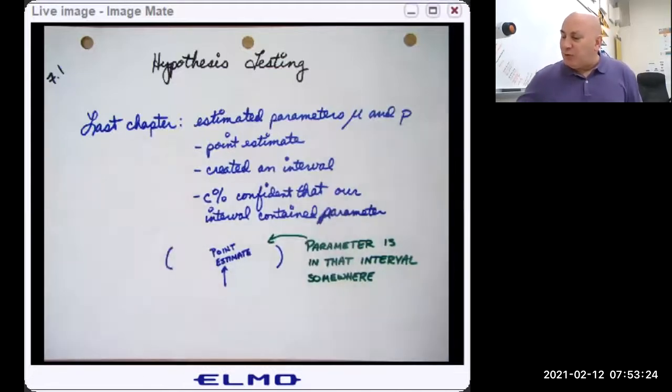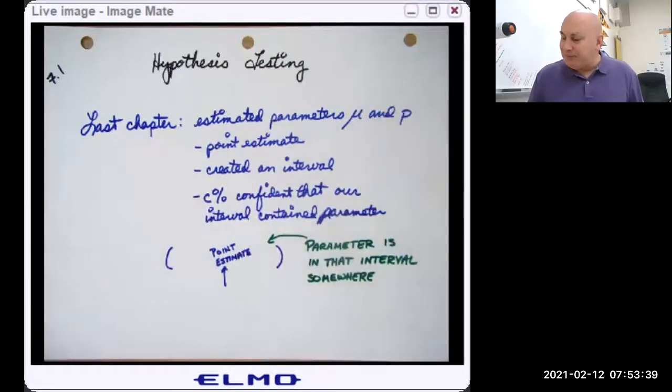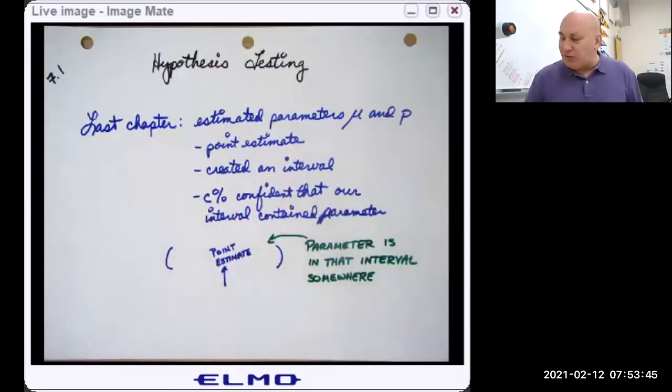In our last chapter, we were doing confidence intervals, and hence we were estimating either a population mean or a population proportion. We took a point estimate, which was either X bar or P hat, and we created an interval, and we were C confident that our interval contained the parameter. So our point estimate was right in the middle of the interval. And we did that point estimate plus the margin of error and minus the margin of error. And we were fairly confident, at a confidence level of C, that that interval contained the parameter.